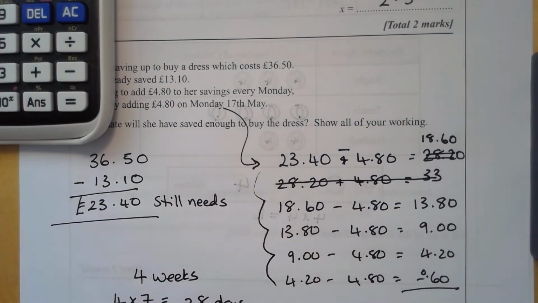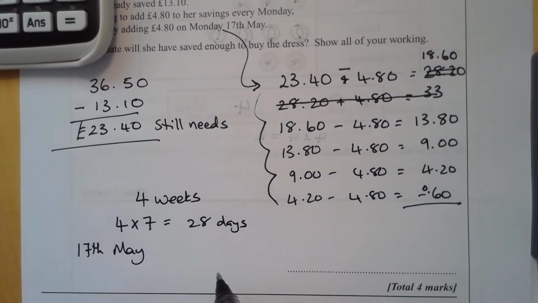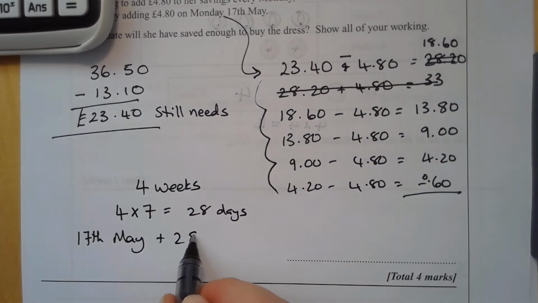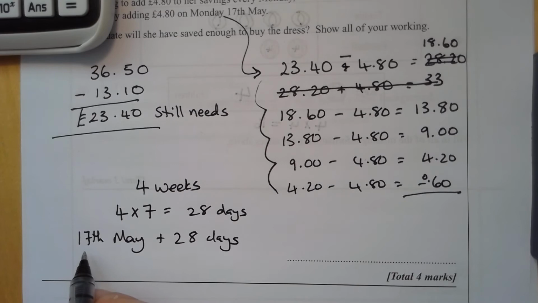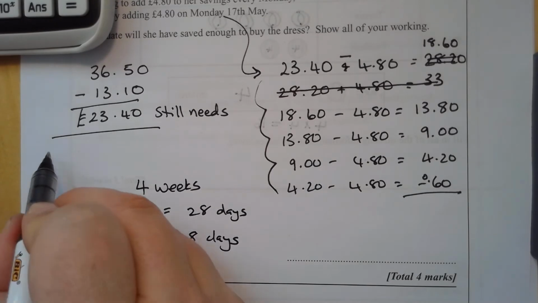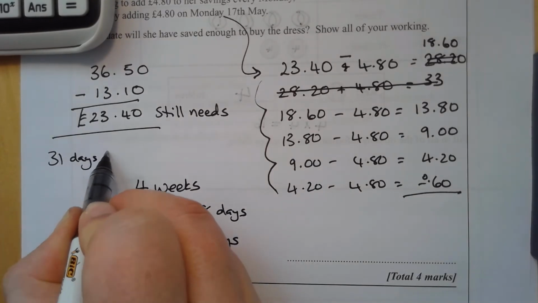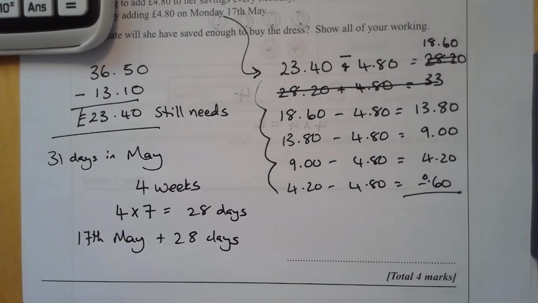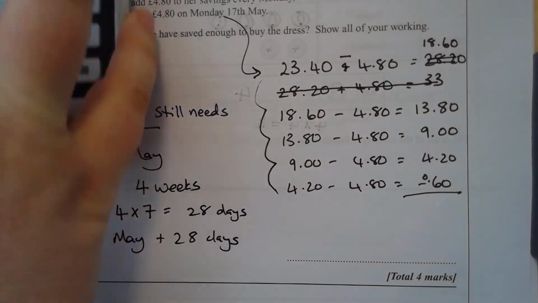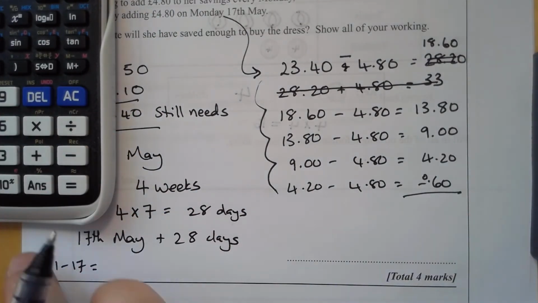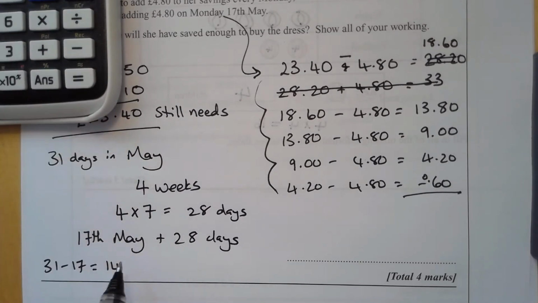And we have to take Monday the 17th of May, and we need to add on 28 days. 30 days has September, April, June and November. So there are 31 days in May. 31 subtract 17 means we've got 14 days left in May until we get to the 1st of June.